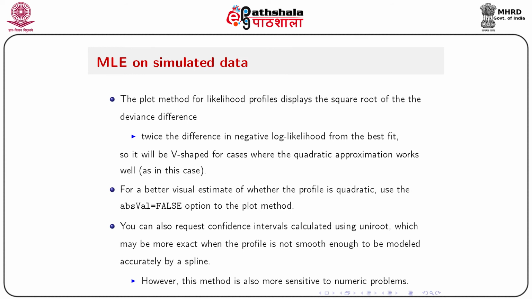The plot method for likelihood profile displays the square root of the deviance difference, twice the difference in negative log likelihood from the best fit. So it will be V-shaped for cases where the quadratic approximation works well. For a better visual estimate of whether the profile is quadratic, use the absVal = FALSE option to the plot method. You can also request confidence intervals calculated using uniroot, which may be more exact when the profile is not smooth enough to be modeled accurately by a spline. However, this method is also more sensitive to numeric problems.